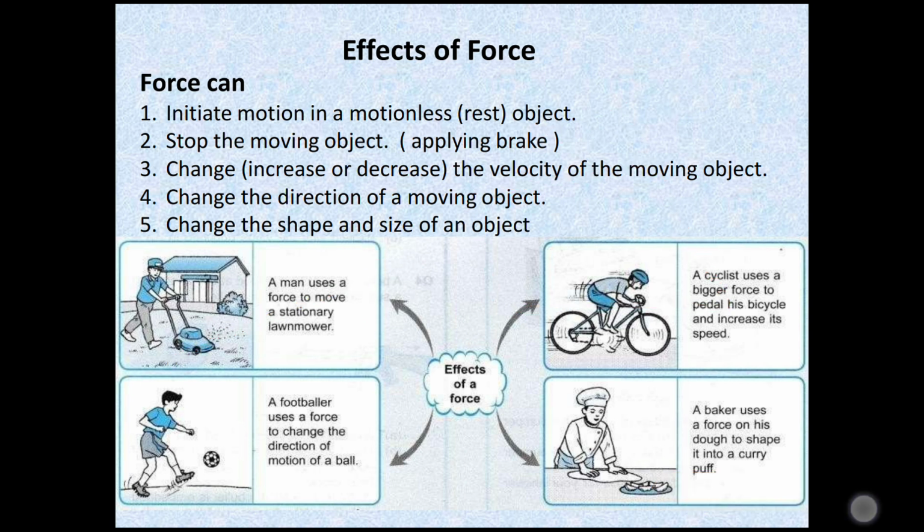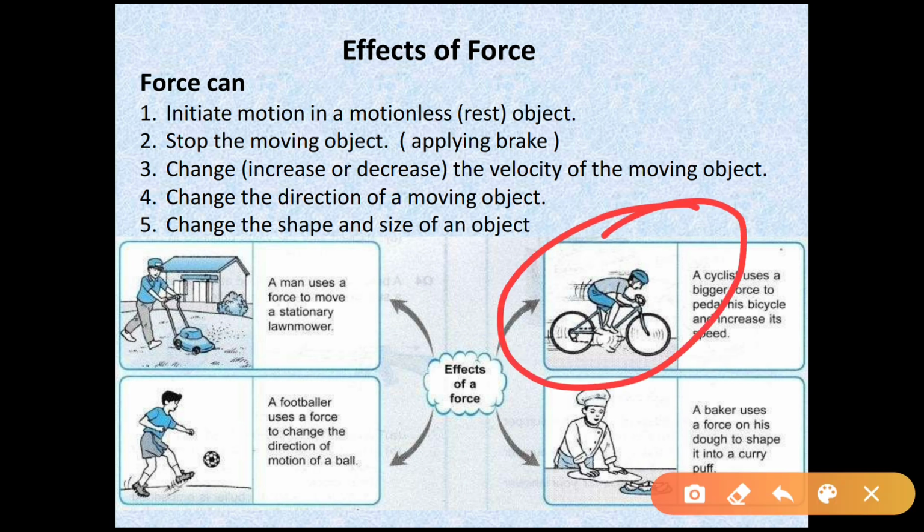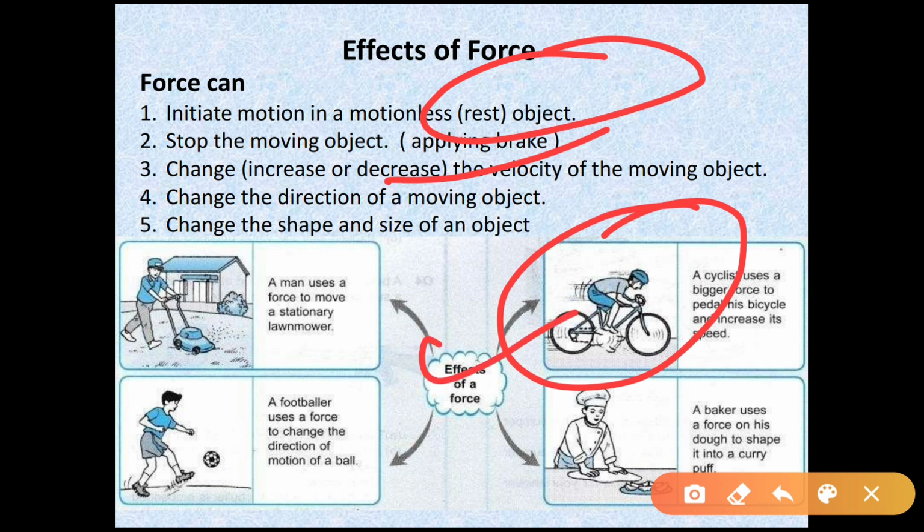Suppose this cyclist is moving and he is applying force on the pedal. First he starts his cycle, that is, he is taking the cycle into motion from rest. Now suppose he applies the brake. On applying the brake, the cycle stops. You are applying force, and due to that force the cycle stops. Similarly, you can increase or decrease the velocity or speed of a moving object. Suppose you apply more force on the pedal, then its speed increases. But if you apply the brake, then speed decreases.